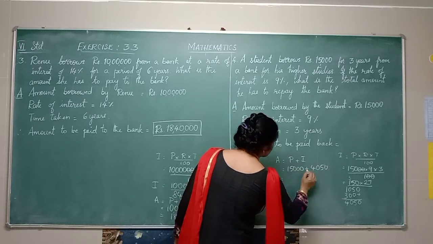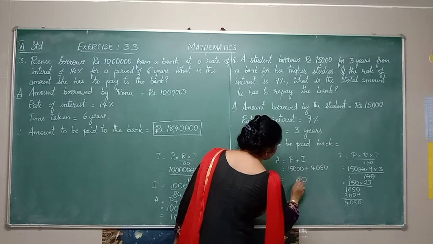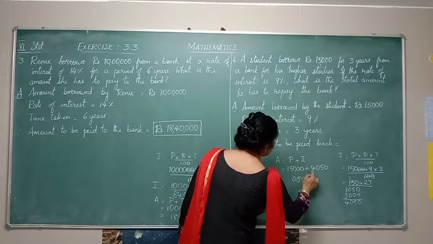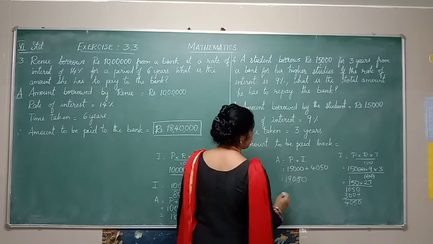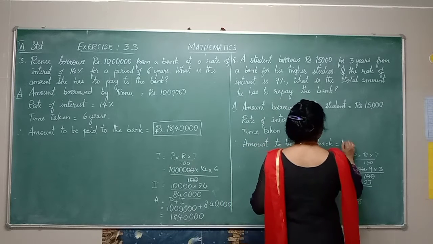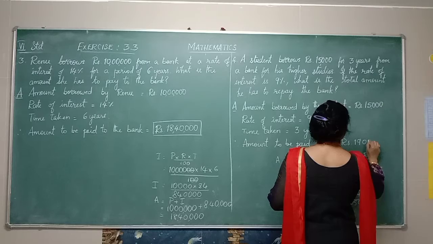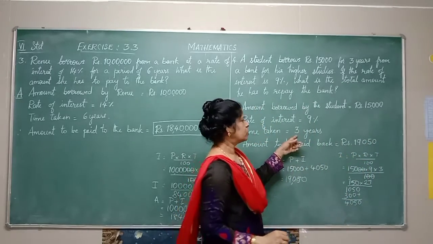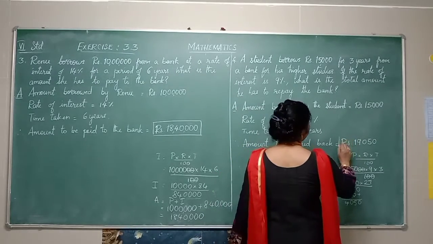Isn't it? 0 plus 0, 0. 5 plus 0 is 5. Then 0 plus 0, 0. 4 plus 5, 9. Then 1. So totally he has to pay to the bank rupees 19,050. After 3 years, because he has taken the amount for 3 years. So after 3 years he has to pay to the bank rupees 19,050.